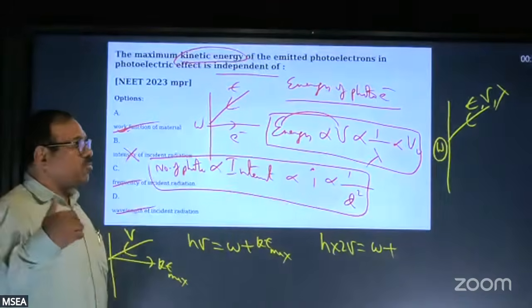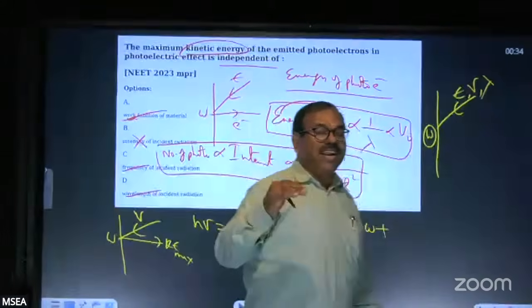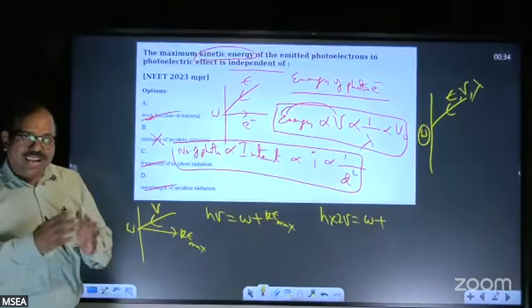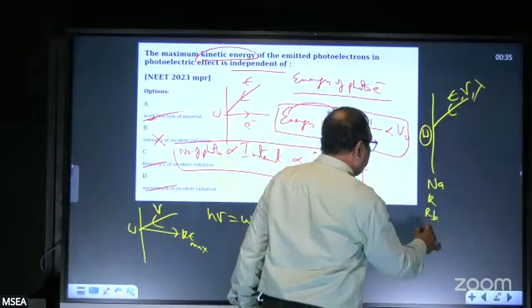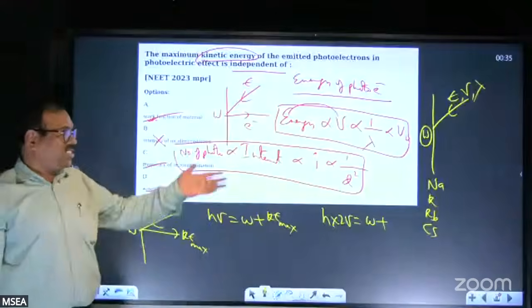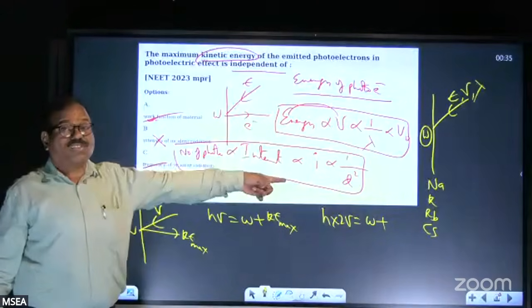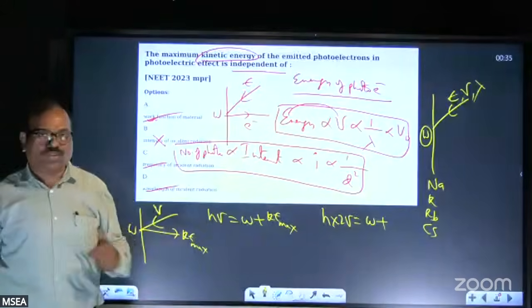Look here, this is about the work function. What is the work function? The minimum energy required to excite the photoelectron. In alkali metals, if you check sodium, potassium, rubidium, cesium, they may ask a question about their work function in a future or next exam. The work function depends on the nature of the material: sodium, potassium, rubidium, cesium.